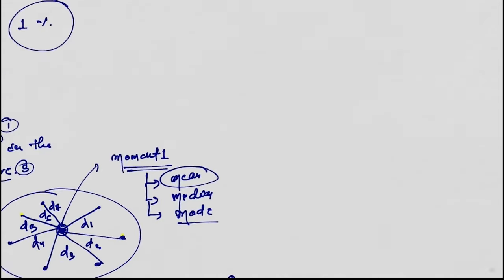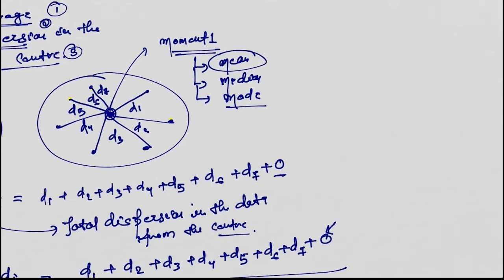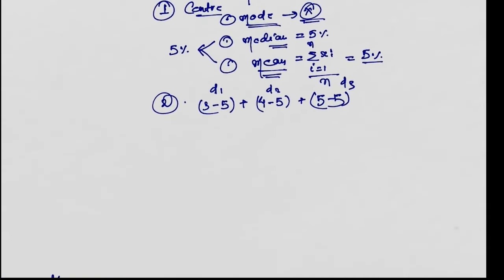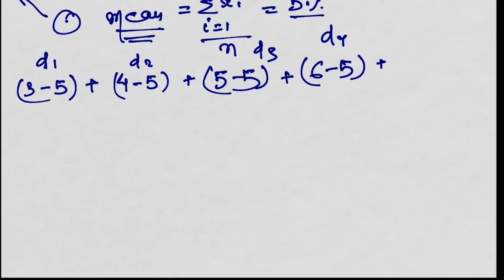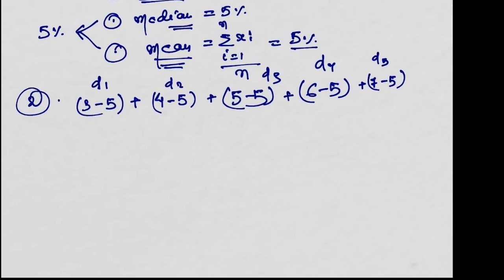Therefore, I was saying that you have to incorporate 0 if the center is also a data point. So 5 minus 5, then 6 minus 5 is data point 4, and the last is 7 minus 5. And to have the average, what you need to do? You divide by the number of data points. So how many data points do we have? 1, 2, 3, 4, 5. So you divide by 5.